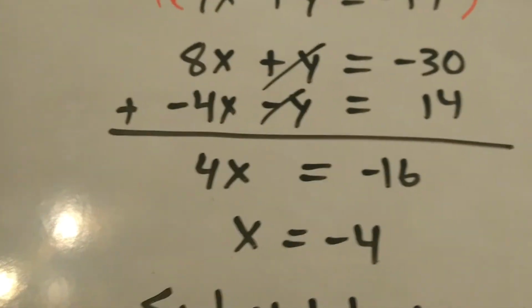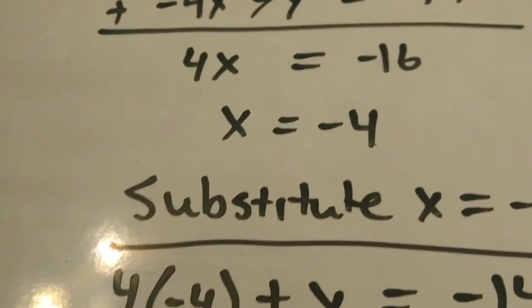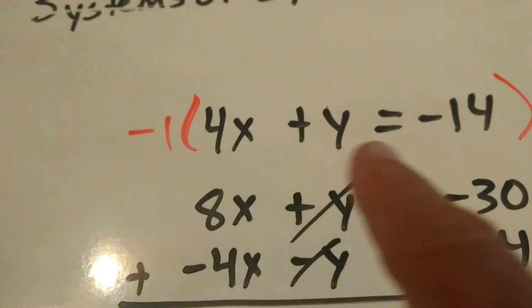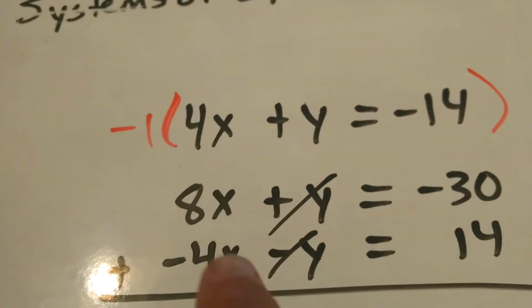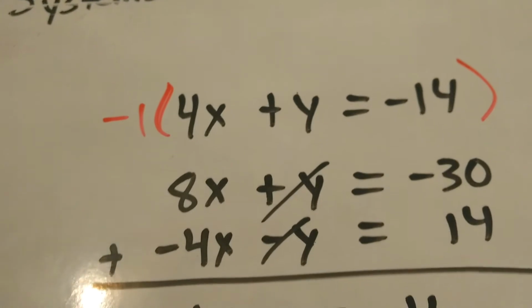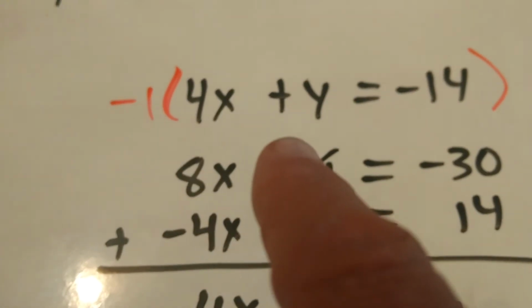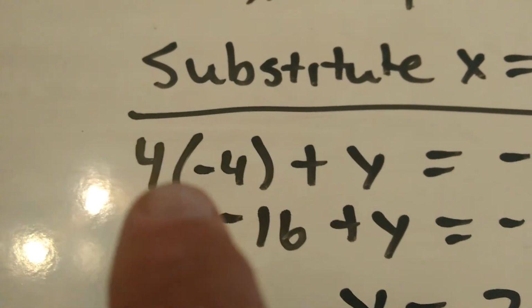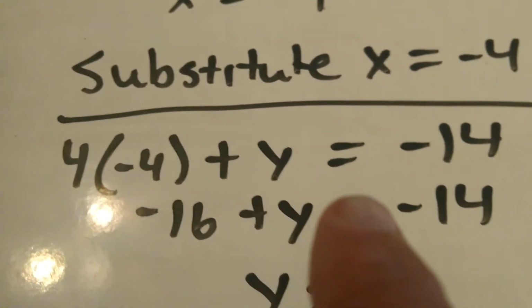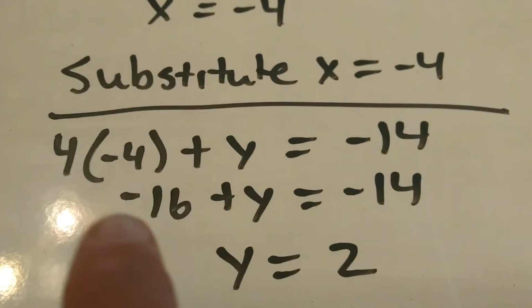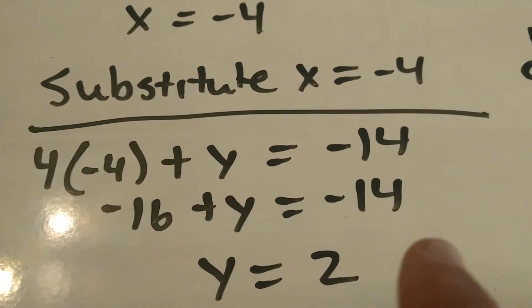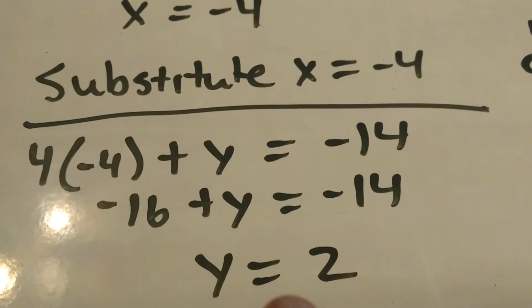So what I'm going to do with the negative 4 is take that and substitute it back into one of these two equations here. I have to substitute it back into an original, not one that's changed. I chose the top equation. So I took the negative 4, put it in for x, and now I have 4 times negative 4 plus y equals negative 14. I get negative 16 plus y equals negative 14. Add the 16 over, I get y equals 2.